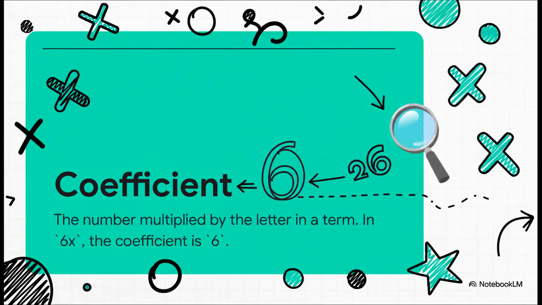Next, we have the coefficient. That word sounds way more complicated than it is. The coefficient is simply the number that's attached to the letter. It's the number being multiplied. So in our term 6x, what number is being multiplied by x? It's 6. So our coefficient is 6.